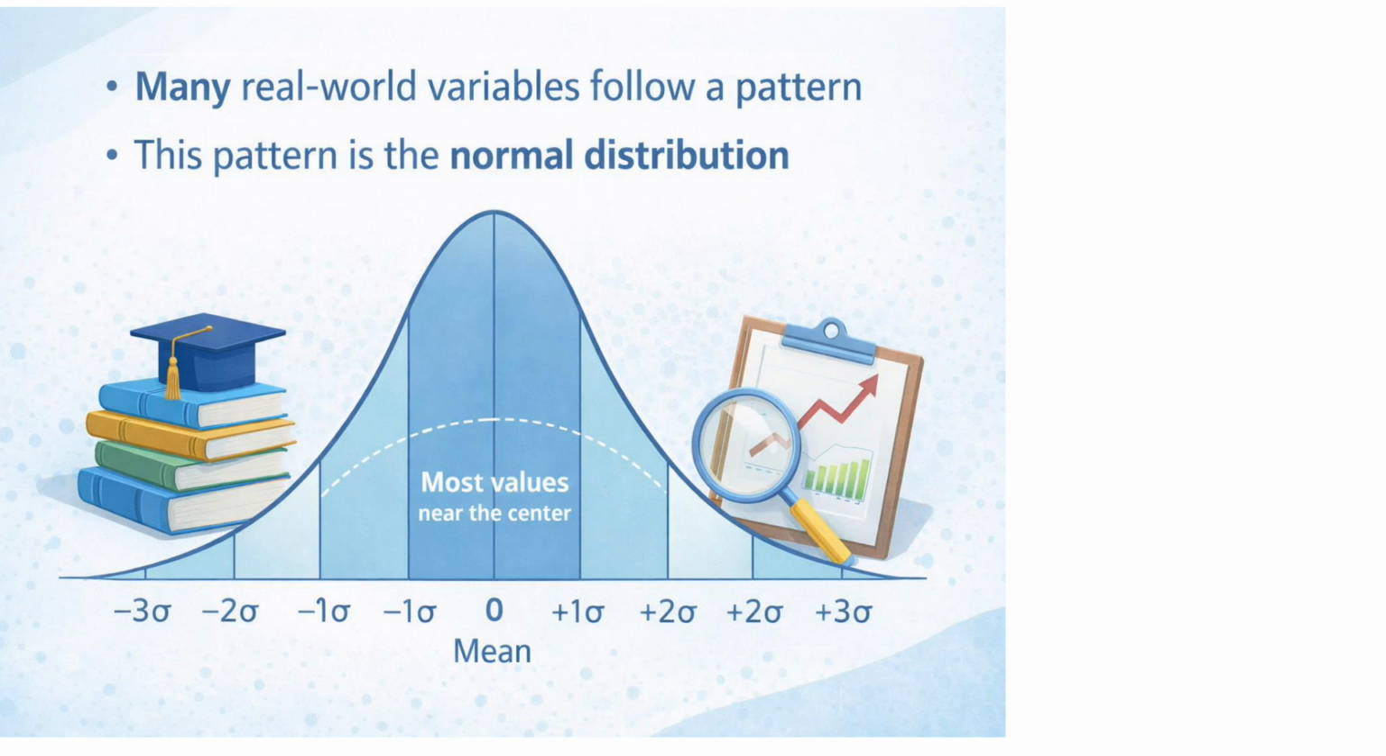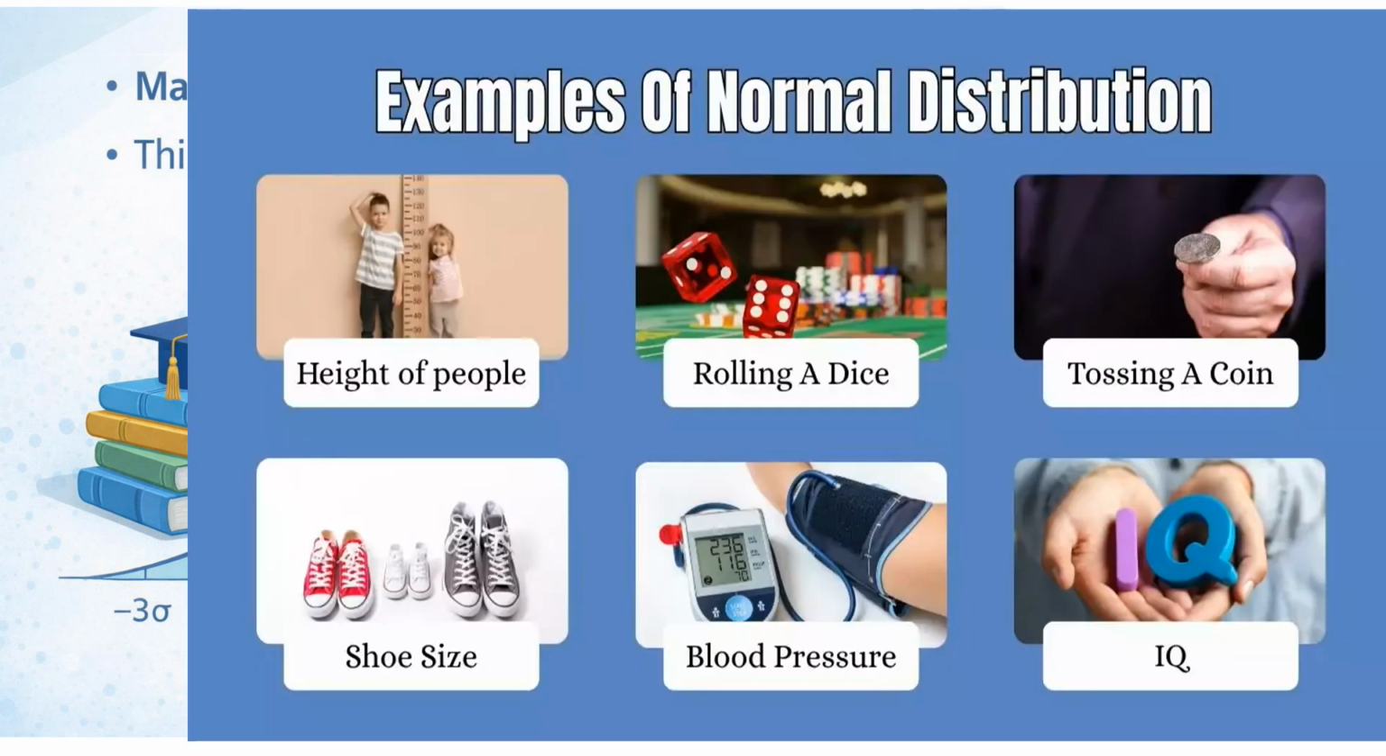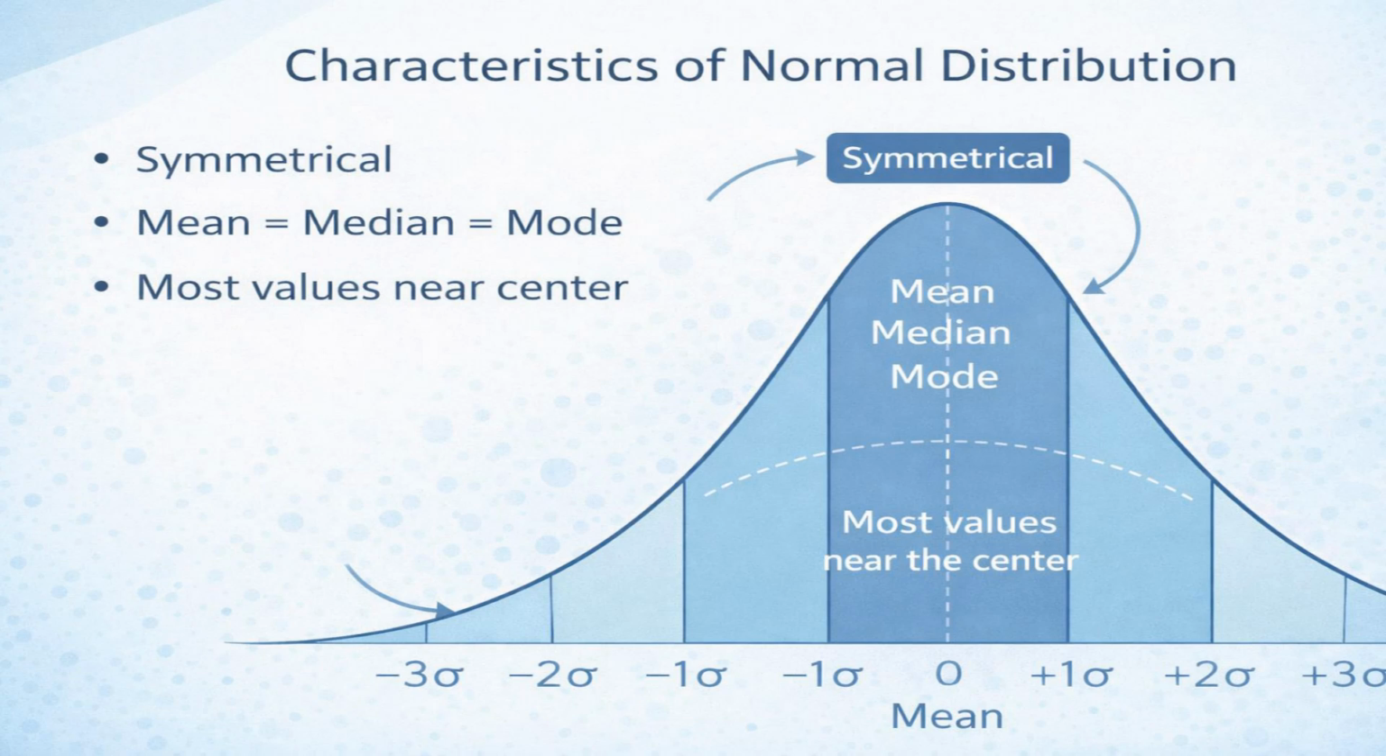Let's make this concrete. Think about exam scores. Most students score around the average. Fewer score extremely high or extremely low. The same applies to employee performance, reaction time, daily sales, or manufacturing defects. These patterns are not random chaos. They form a predictable shape, the normal distribution, which allows us to analyze and interpret data systematically rather than emotionally or intuitively.